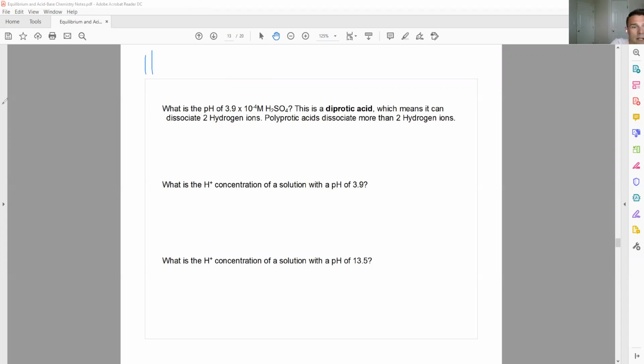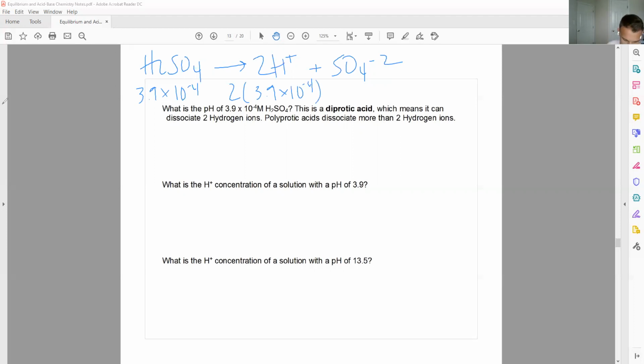Okay, so sulfuric acid will dissociate into 2 hydrogen ions and a sulfate ion. So if this is 3.9 times 10 to the negative 4th, this is 2 times 3.9 times 10 to the negative 4th. So we're just going to find pH, negative log of 2 times 3.9 times 10 to the negative 4th, which is 7.8 times 10 to the negative 4th. And so my pH will be 3.11. Pretty simple.